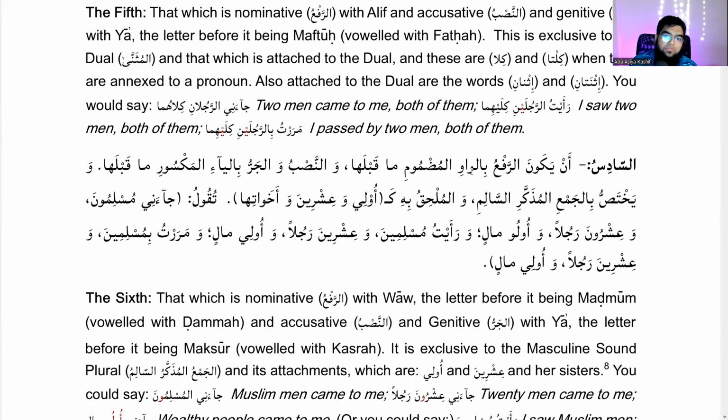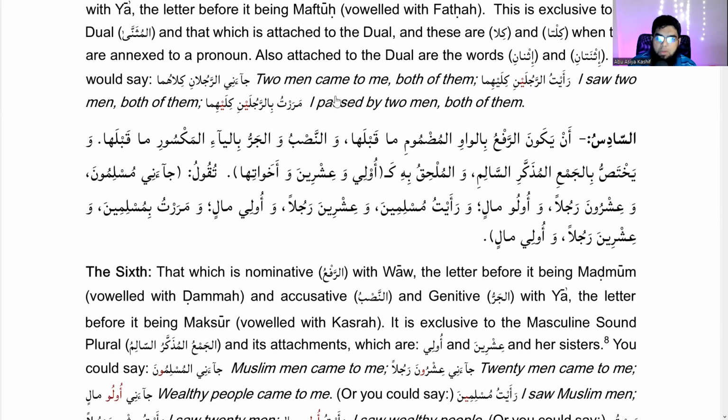السادس أن يكون الرفع بالواو المضموم ما قبلها. The sixth: that which is nominative is with a waw. There it was alif, ya, ya. Here it is waw, and the previous letter should have a dhamma.